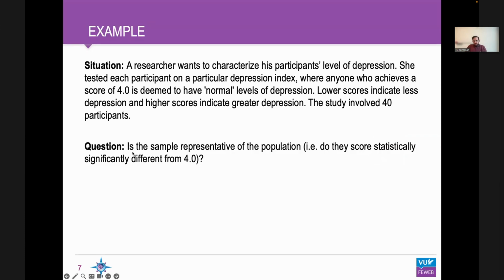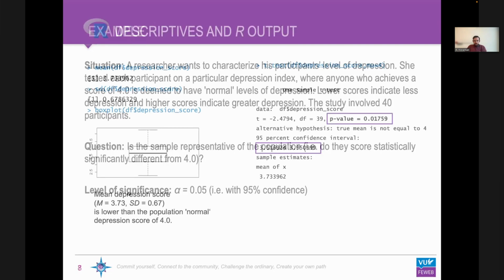Then the question is, is the sample representative of the population? So do they score statistically significantly different from 4, which was deemed to have normal levels of depression, for instance? So we will compare the mean from our measurements with this depression index. And our level of significance is 0.05, as we do in general.